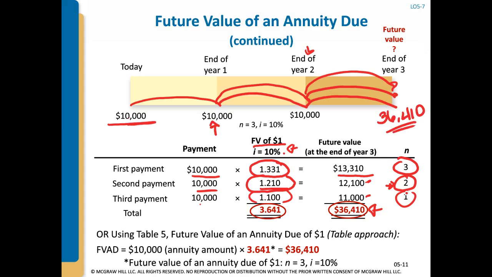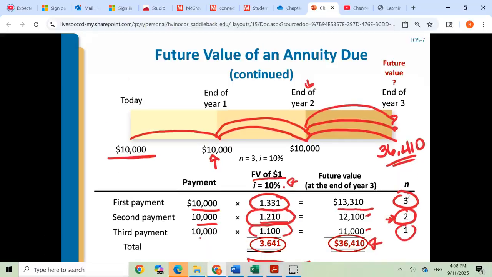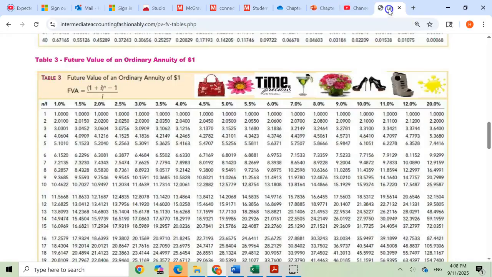Or instead of going through this whole process, you could look at the table called future value of an annuity due of $1. It's really key that you pick the right factor table, because we have the future value of an ordinary annuity, but this one is an annuity due because the payments are made at the beginning of the year. So let's just quickly go to that table right here.